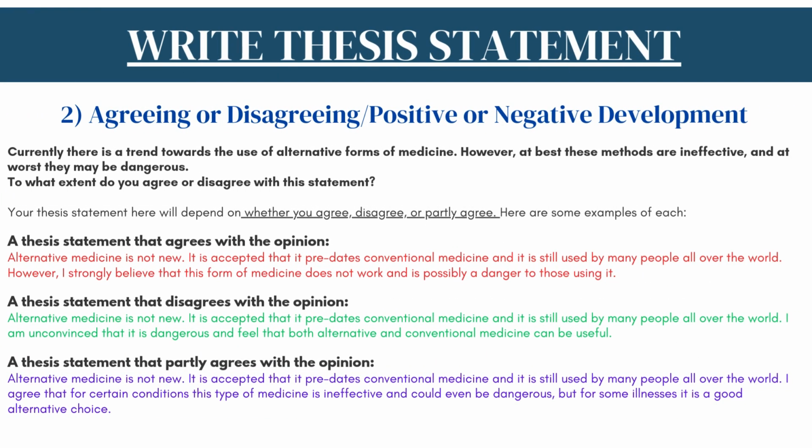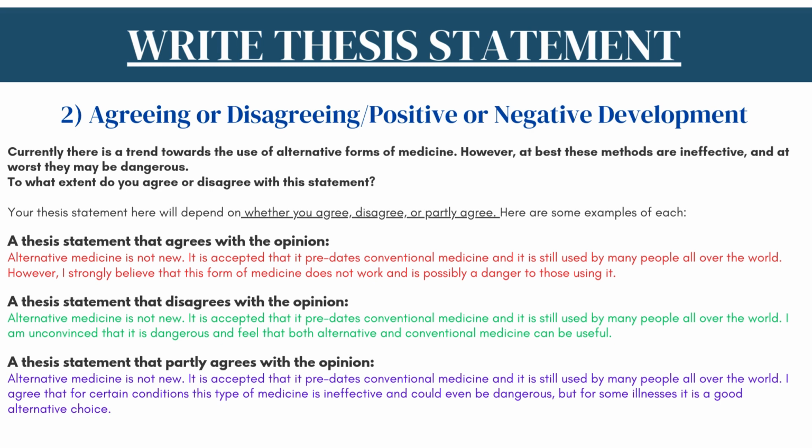Now comes the thesis for an essay which is about agree, disagree, or a positive-negative development. When crafting a thesis statement for an essay where you must agree, disagree, or partly agree with a statement, your stance should be clearly reflected in the statement. If you agree, express your belief that the argument is valid and provide a brief explanation for why you hold that view. For example, alternative medicine is not new. It is accepted that it predates conventional medicine, and it's still used by many people all over the world.